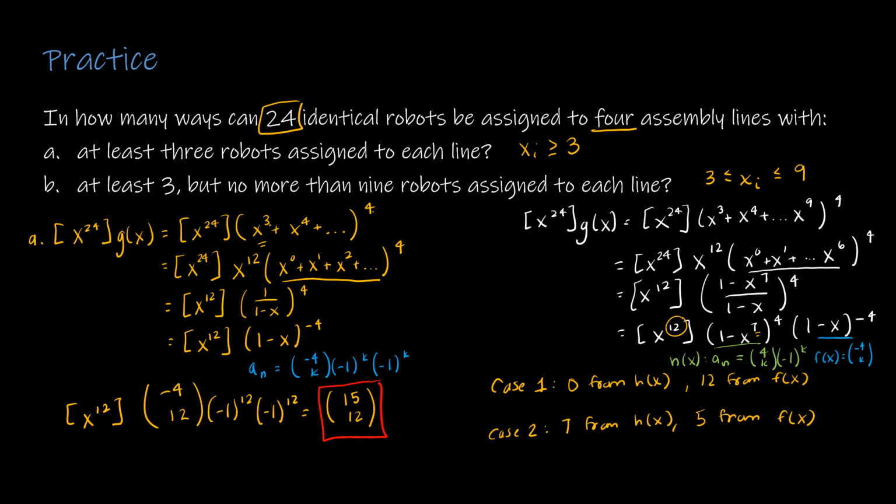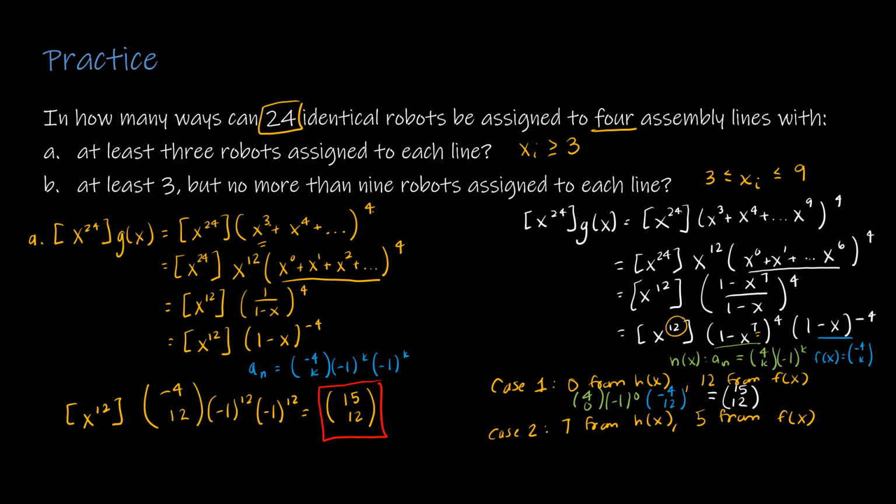So let's look at how I'm going to model 0 from h of x. That would be 4 choose 0, -1 to the 0, and then 12 from f of x would be -4 choose 12. Well, 4 choose 0 is 1. Negative 1 to the 0 is 1. Negative 4 choose 12 gives me 4 plus 12, or 16, minus 1, which is 15. Choose 12.